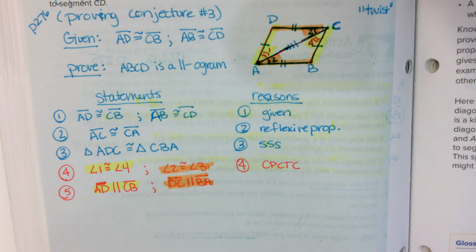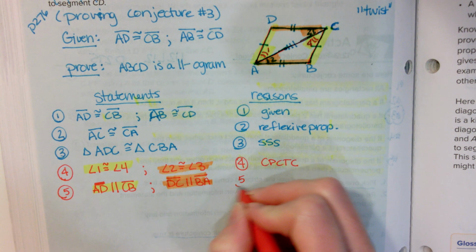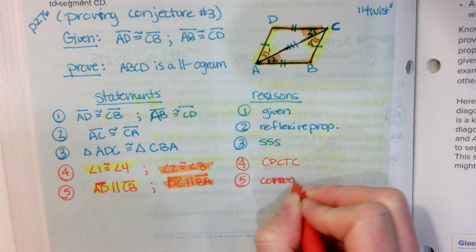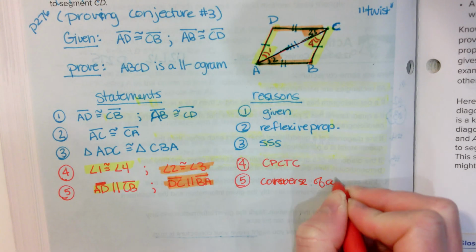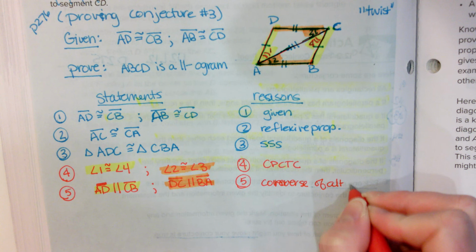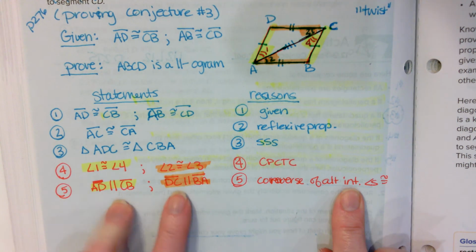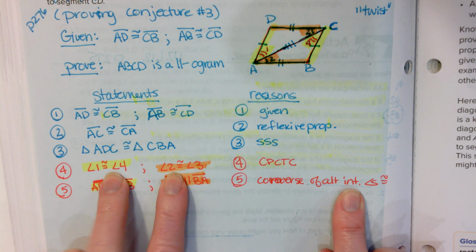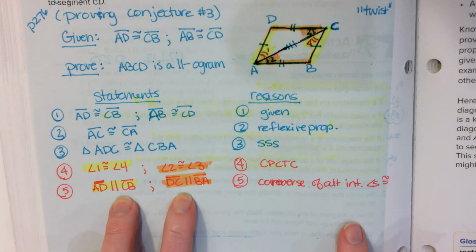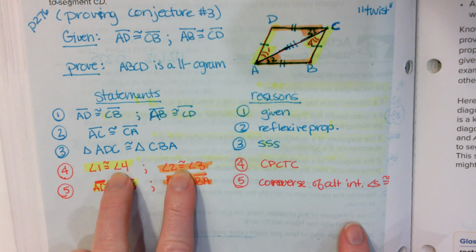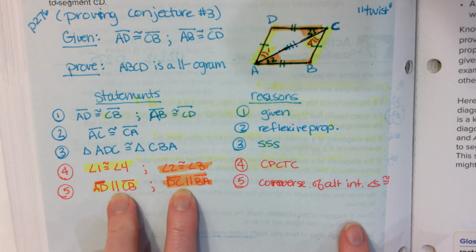So the reason that was the converse of alternate interior angles congruent. So this is the flip-flop. I knew the angles, then my sides are parallel. So remember, that's the converse. I didn't know parallel sides and then say the angles. Instead, I knew the angles, therefore I said the sides are parallel.